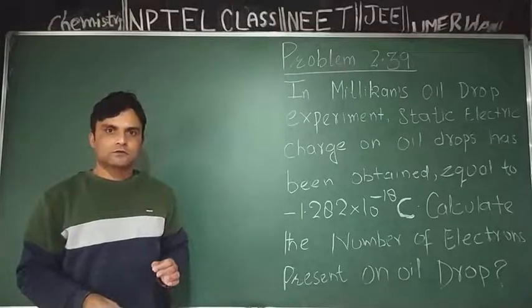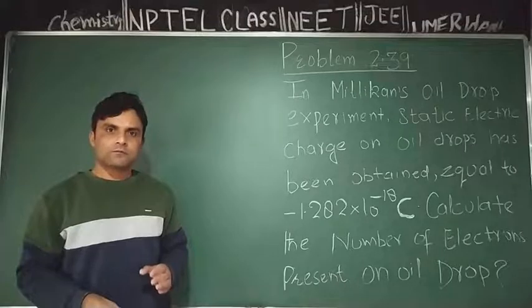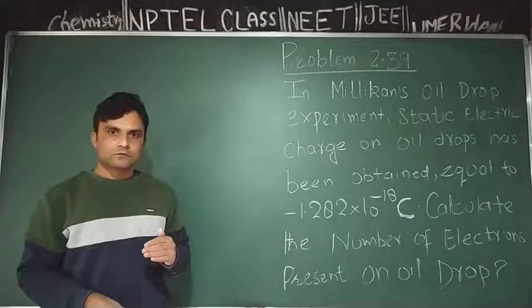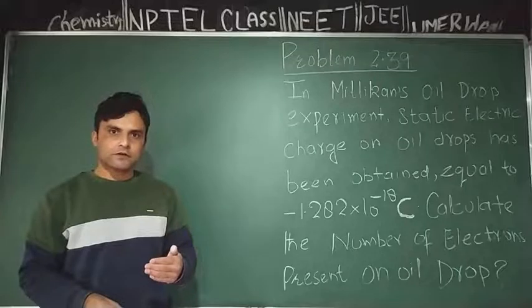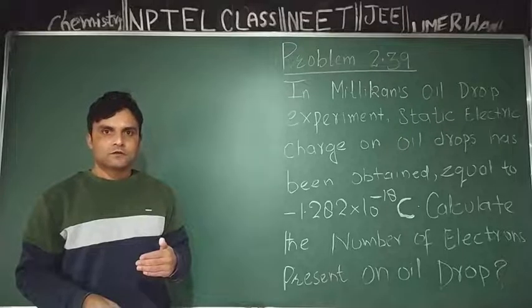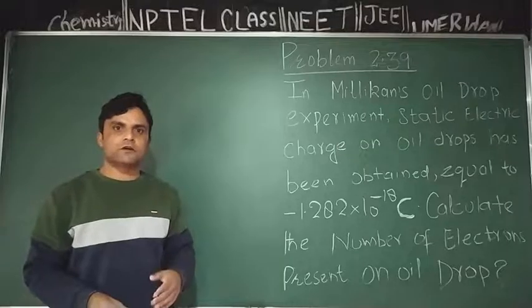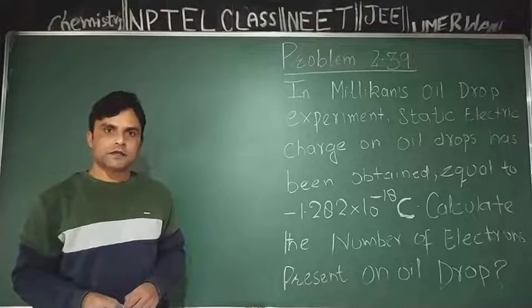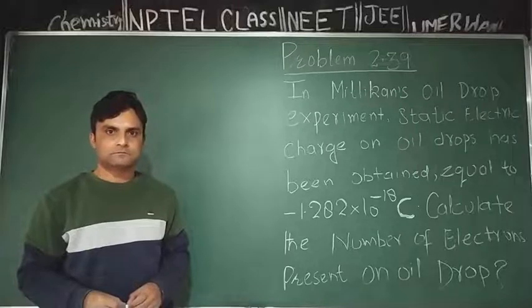The idea was to allow electrons to come in contact with the oil drop so that different numbers of electrons will reside on the oil drop. Thereafter he determined the magnitude of charge on the oil drop, from which he got the magnitude of charge on an electron equal to 1.6 into 10 raised to power minus 19 coulombs. Of course, it is negative charge because electron carries negative charge.